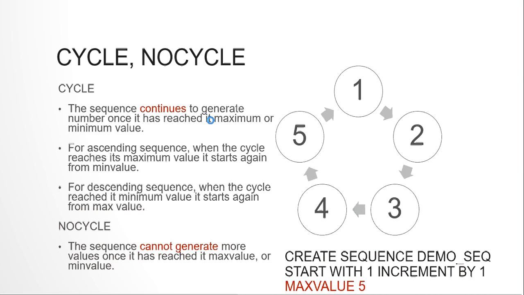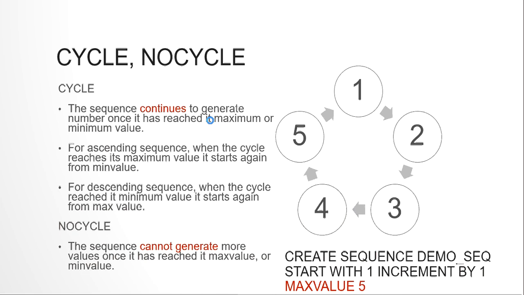Now then comes the cycle and no cycle. These two are quite interesting and very much useful. As I said, I just gave an example with a max value saying that I can create a sequence starting with 1, increment by 1, and the max value is 5. When it reaches 5 it is all okay, but when you increment from 5, Oracle throws an error saying that the max value allowed was 5, and where you are going is not allowed.